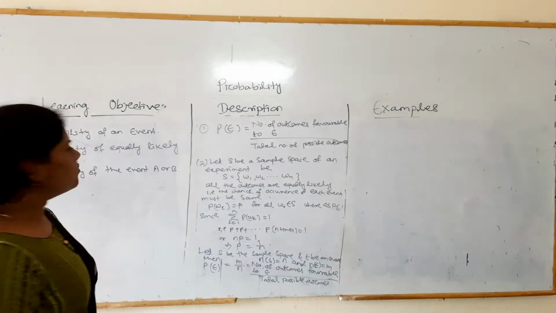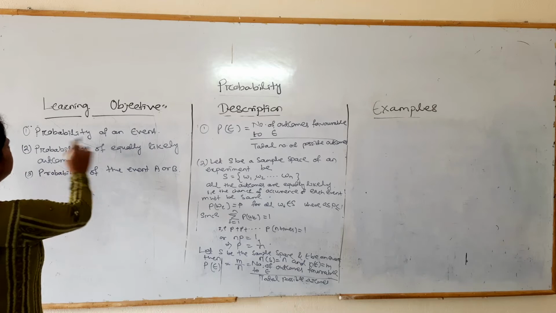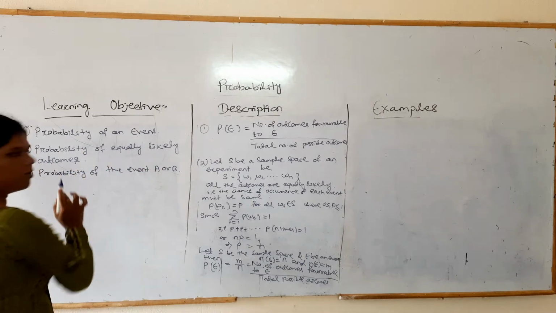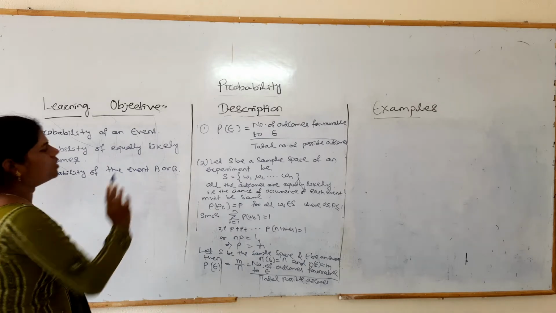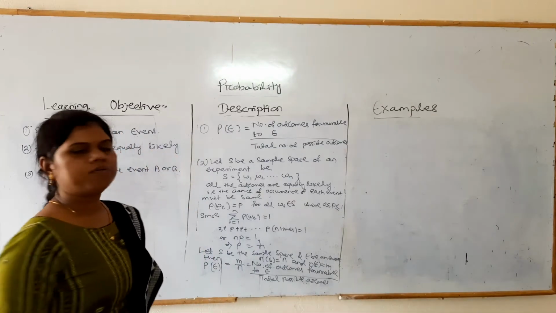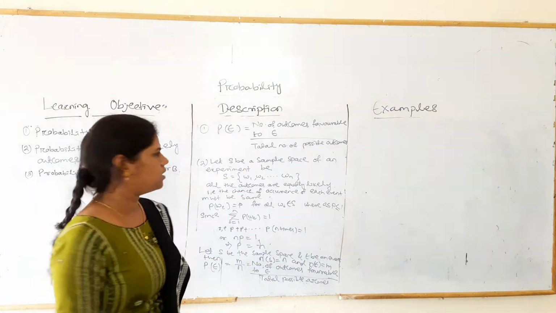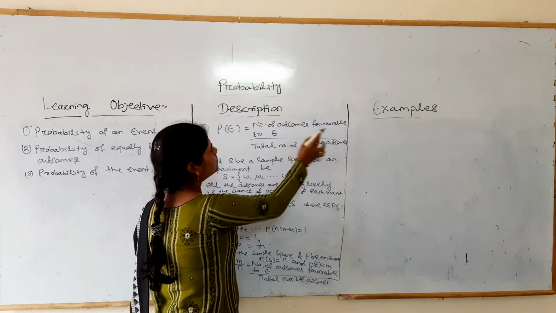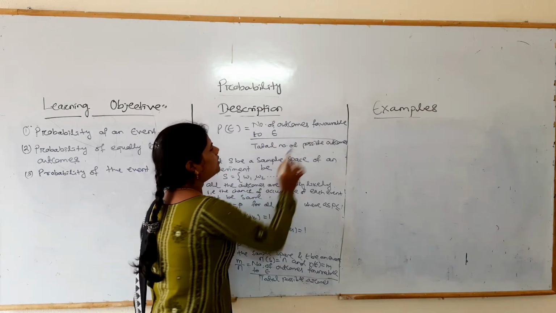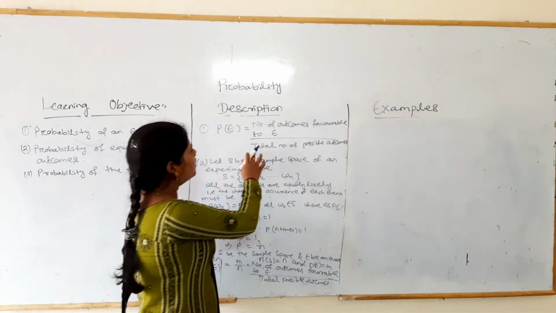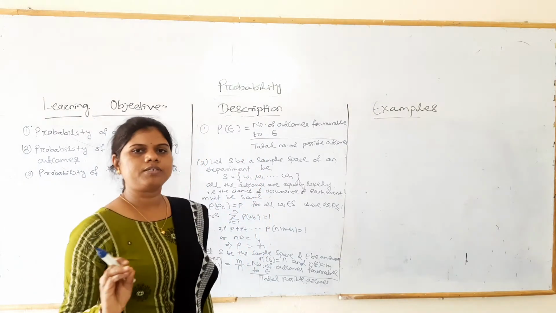So today we discuss probability of an event, probability of equally likely outcomes, and probability of the event A or B. First is the probability of an event. Simply, probability of an event is equal to the number of outcomes favorable to E divided by the total number of outcomes. This is the general formula for getting the probability of an event.